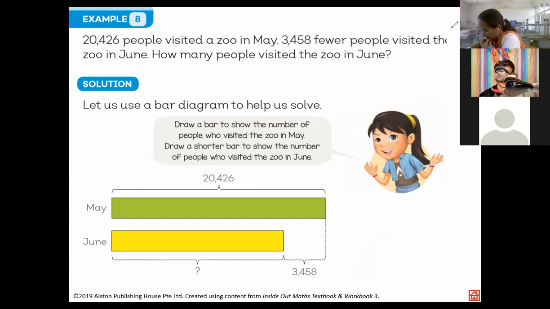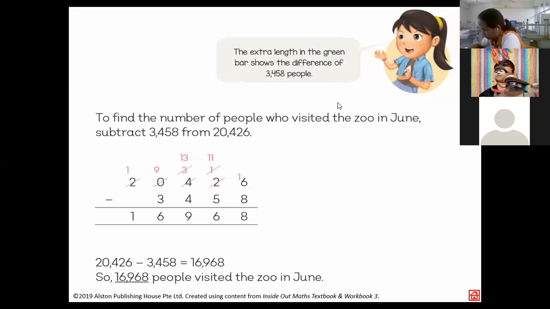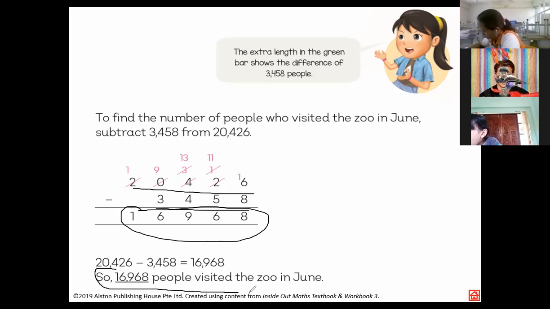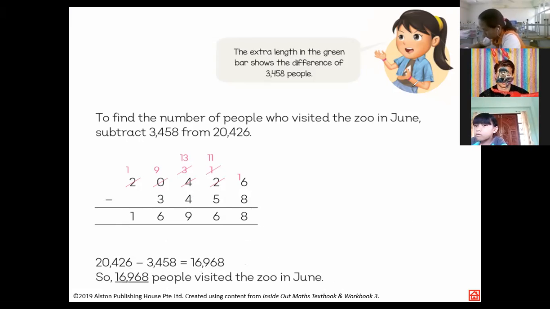Let's find out the steps. Here's step number one. To find the number of people who visited the zoo in June, subtract 3,458 from 20,426. So here's the solution, class. 20,426 minus 3,458 is 16,968. That means 16,968 people visited the zoo in June. So we already have the answer for this problem.